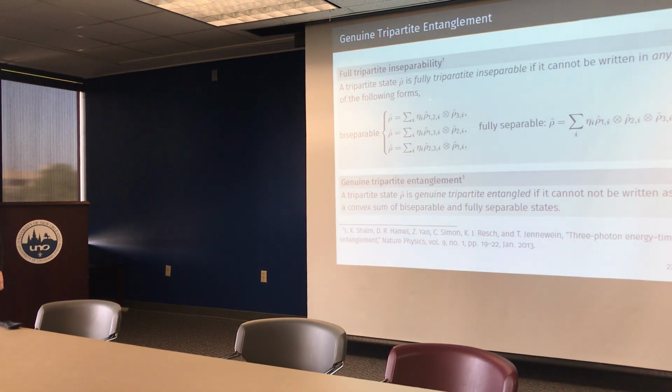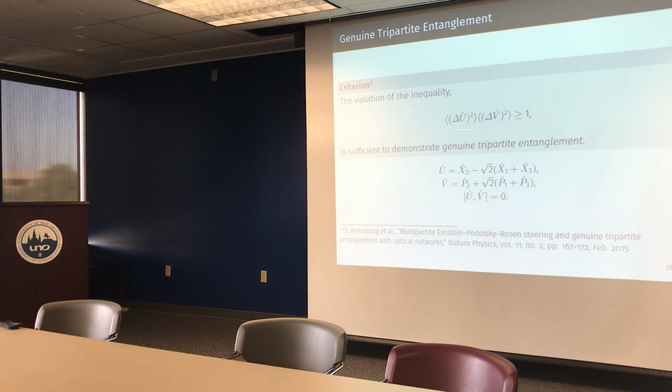So according to this criteria, it cannot be written in any of these biseparable forms, and it definitely cannot be written in a fully separable form. So it's a full tripartite inseparable state, and for a pure state this is equivalent to genuine tripartite entanglement. So this state should be genuinely tripartite entangled, just by looking at the entropy of entanglement. But this inequality, the criteria for the quadrature operators, is only sufficient, not necessary. So we can't go back the other direction.